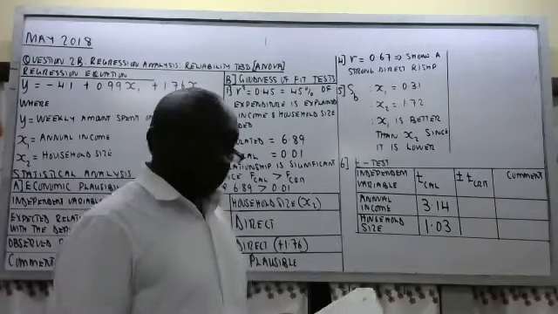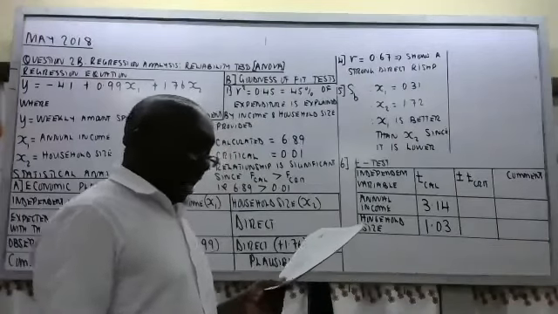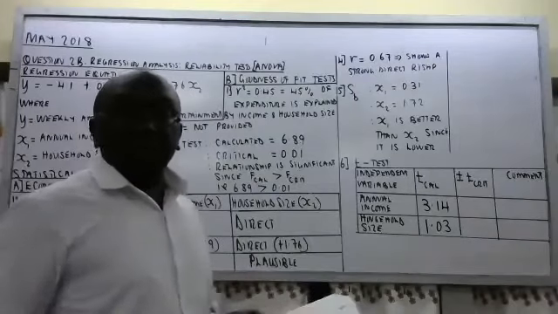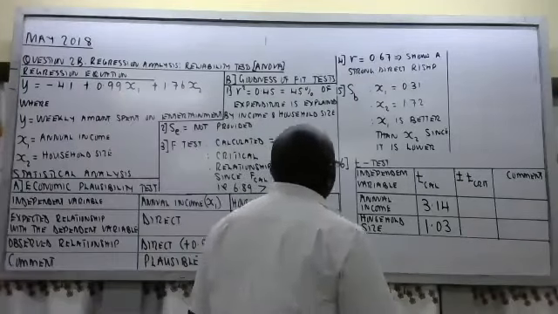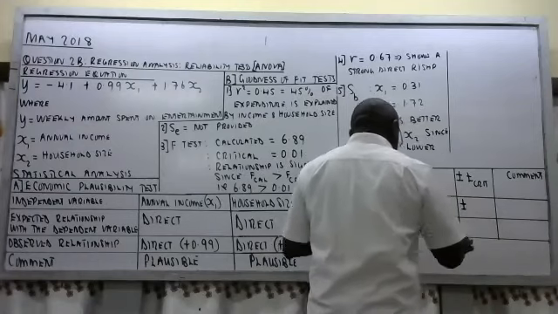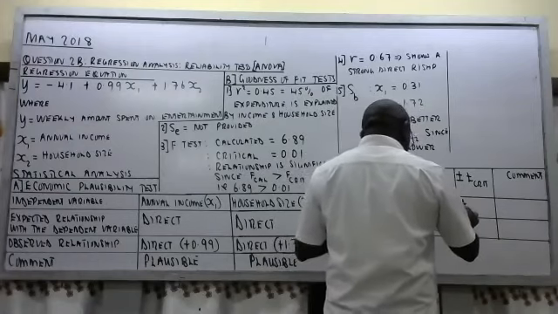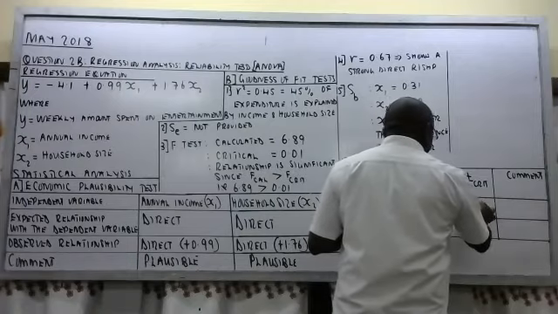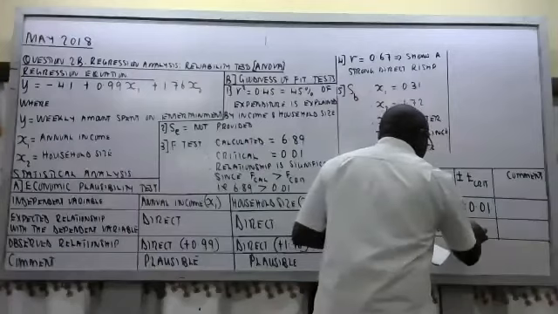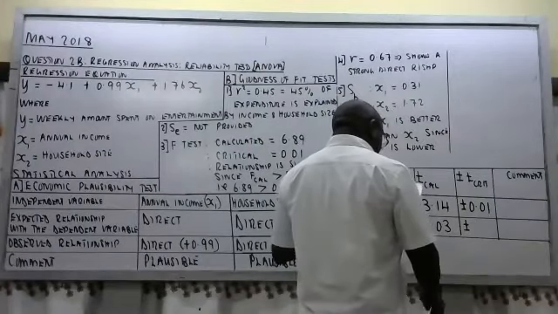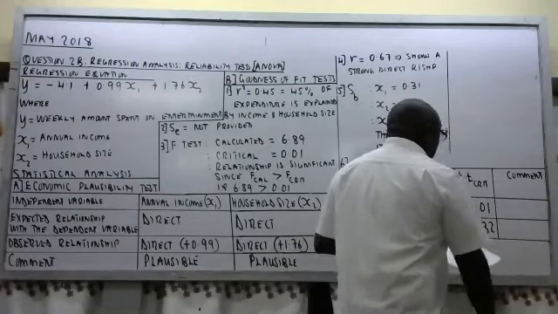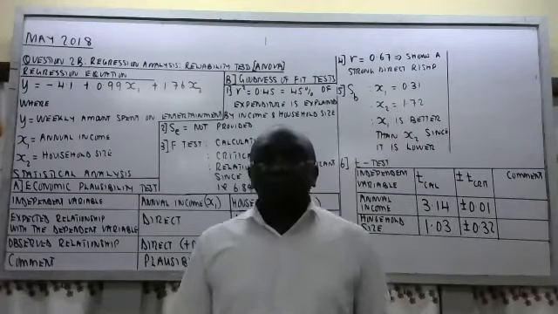1.03. Higher. For the critical needs wameandika P value. So for the annual income, it is plus or minus 0.01. Then this one plus or minus 0.32.